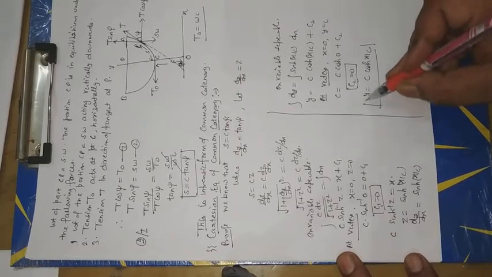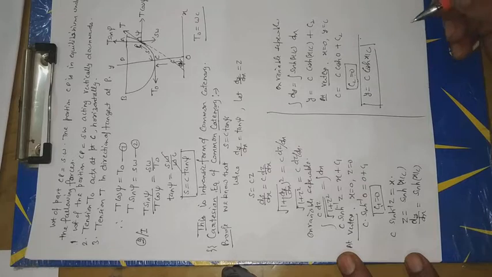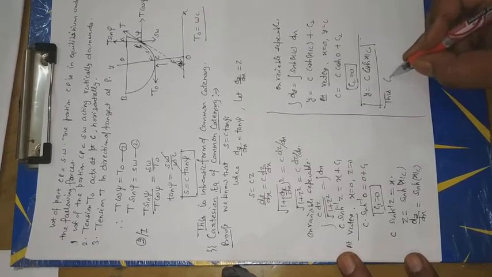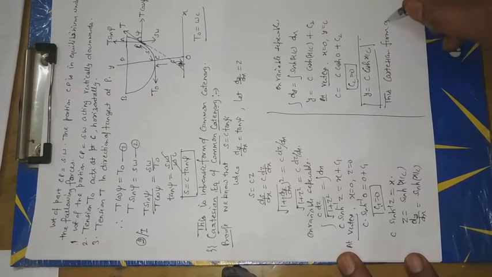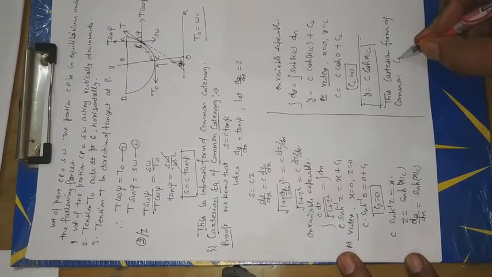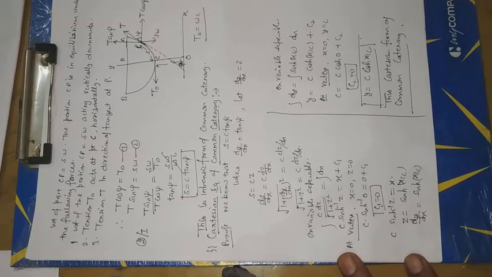Okay student, this is the common catenary in Cartesian form. This is the Cartesian form of the common catenary. Okay, there are the following properties of the common catenary.